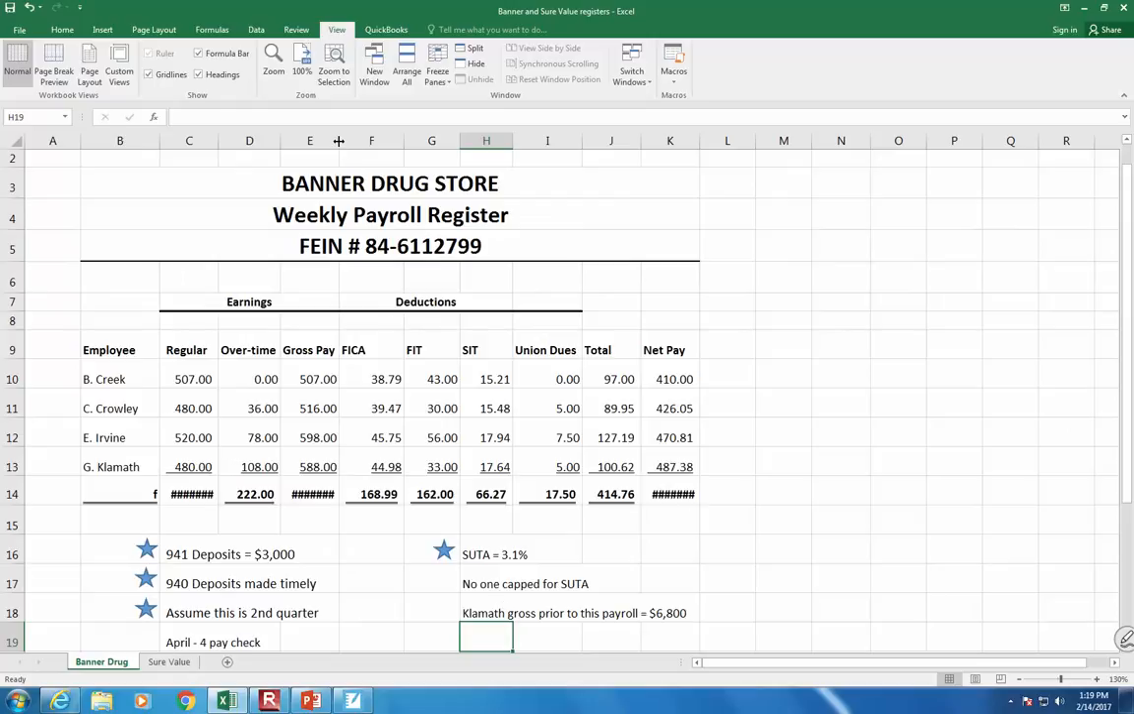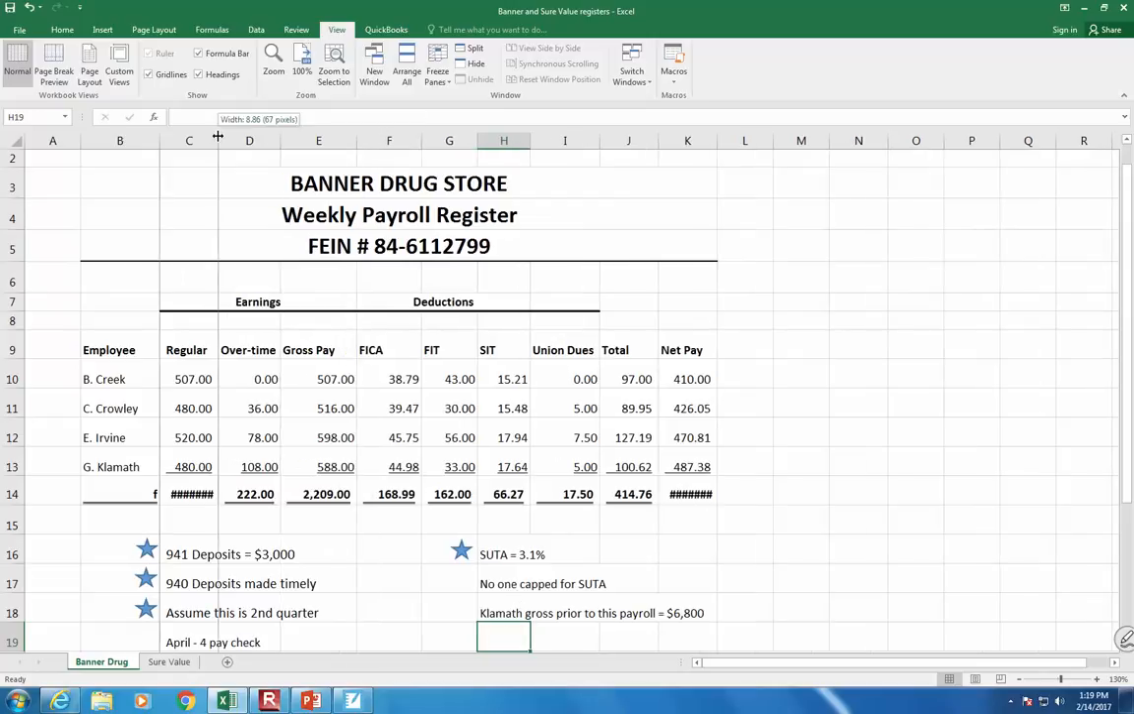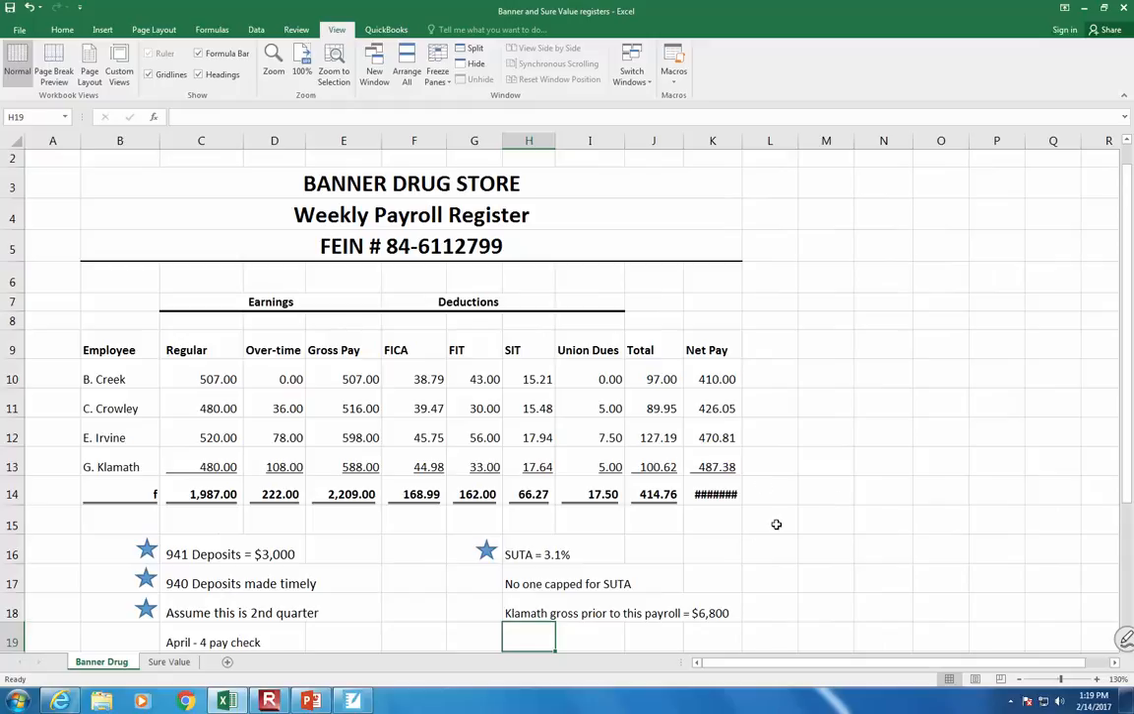Okay. So what I've got here is a payroll register for my drugstore. So fill out the top of your 941. Pretty straightforward. You don't have the address. But here's my payroll. I tell you it's the second quarter. I give you the FEIN. FEIN is the same as an EIN. I'm going to, while you're doing that, find a 941 myself to bring up here.